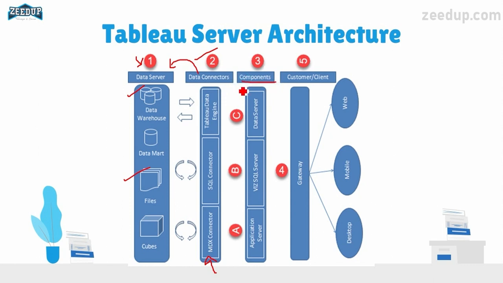The third part of this architecture is the Tableau components. There are three components as we have discussed, that is the application server, SQL, and data server. Okay, so first of all, let us discuss this, that is the application server. Now what is this application server? This is a component that is used to provide authentication and authorization.